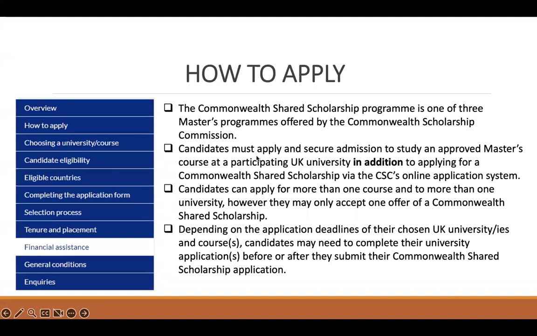So the instruction says, depending on the application deadline of your choosing university. So even if the school is saying their own deadline is closing before the official CSC deadline, that means you have to submit your application to the school before the deadline CSC has given. The deadline CSC has given is for their own, that, okay, they are giving this period for you to submit an application to Commonwealth also. But you have to make sure that you follow the application instruction of the school.